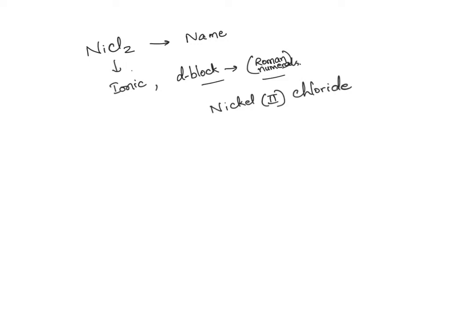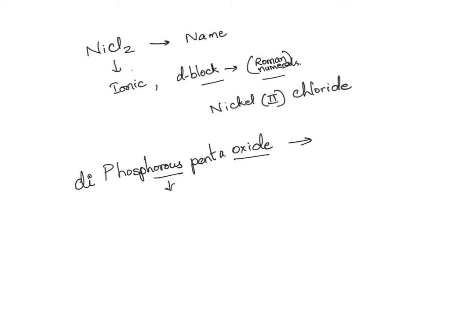What's the next level? Something similar to this. You will be given a name, say diphosphorus pentoxide, right? There's phosphorus, there's oxygen. It's a covalent compound because this is a nonmetal. This is a nonmetal also. So it's a covalent compound. How many phosphorus? 2. How many oxygens? 5. So diphosphorus pentoxide.